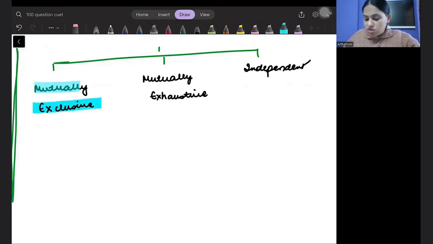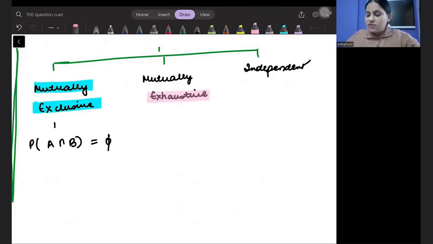Mutually exclusive. Exclusive means excluding. There is nothing common between the two. So mutually exclusive means that there is nothing common between A and B. Mutually exhaustive means A and B together cover the entire sample space. A and B together capture the entire sample space. There is nothing left after A and B have been there.